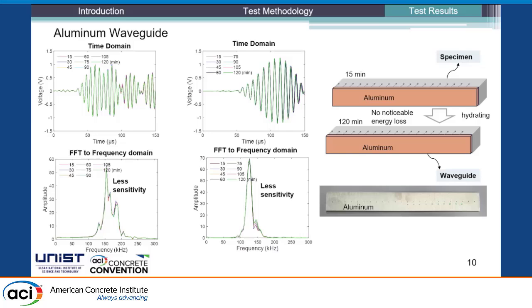And this is the test result from using the aluminum waveguide. So we can see from the test result itself, there is less sensitivity when we use the aluminum waveguide. It is because the material between the specimen and the aluminum waveguide is still different, and there is very little energy leakage from aluminum to the specimen. So over time, one in the frequency domain, one in the time domain, we can see the energy loss cannot be seen. So we say it is less sensitive, and we are not discussing the aluminum waveguide further.